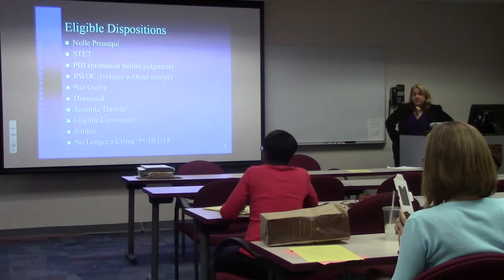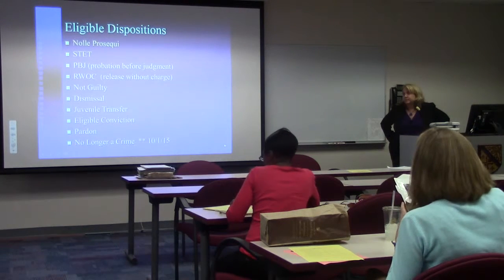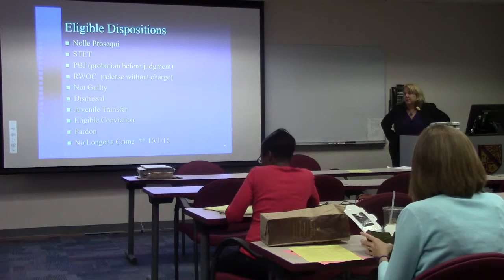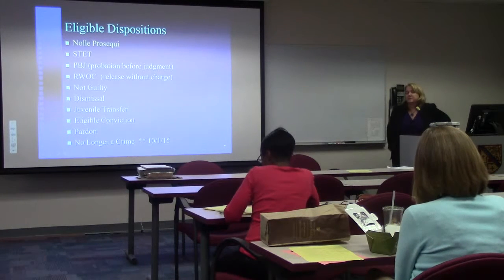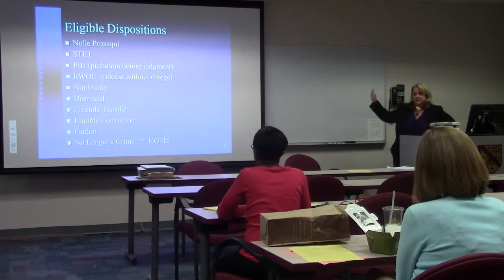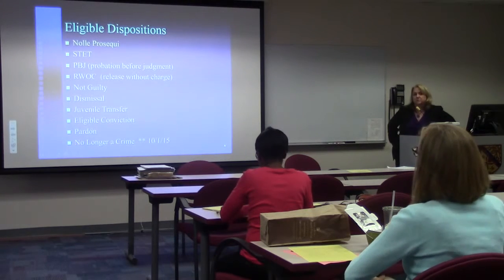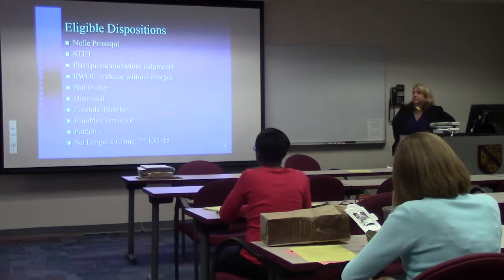Then a probation before judgment: your client was found guilty. There's a guilty finding, but what happens is the judge strikes that guilty finding and imposes probation before judgment. So if you see a PBJ, it's going to be eligible to be expunged. In a couple of screens, we're going to get to the exceptions to this, but this is the general rule of those types of dispositions that are eligible. These are the things you're going to be looking for.